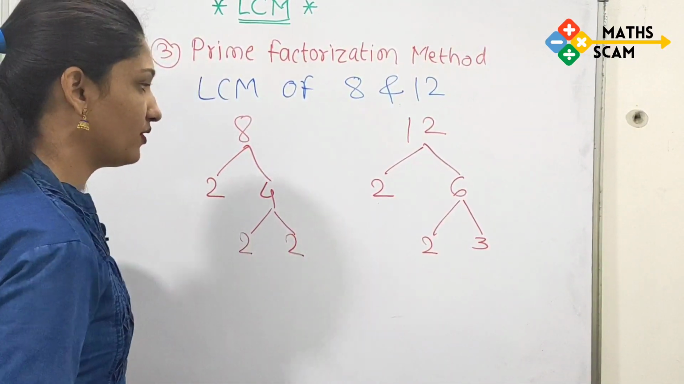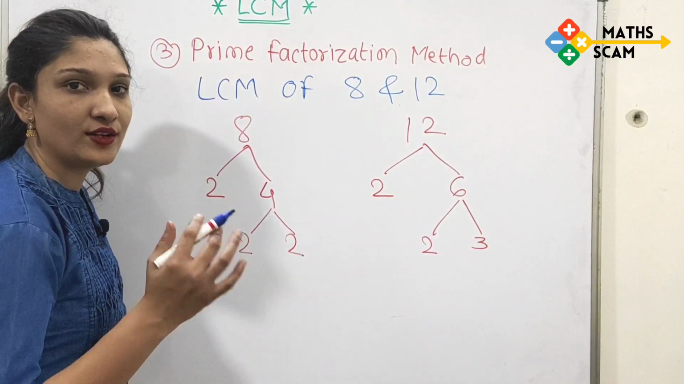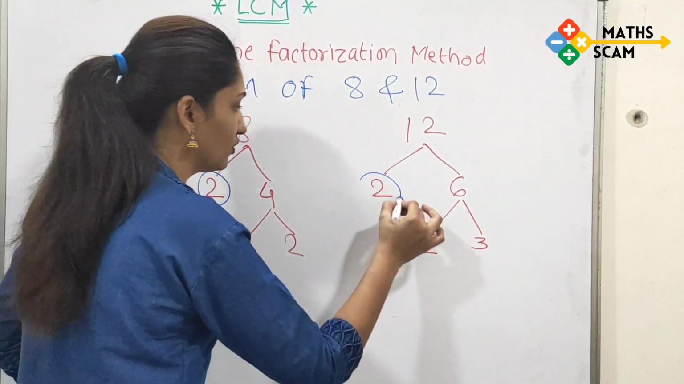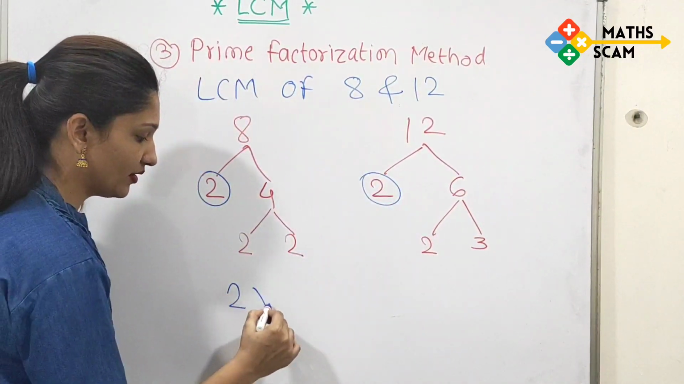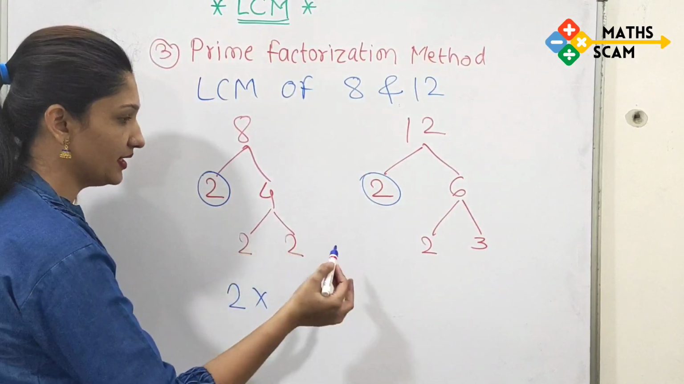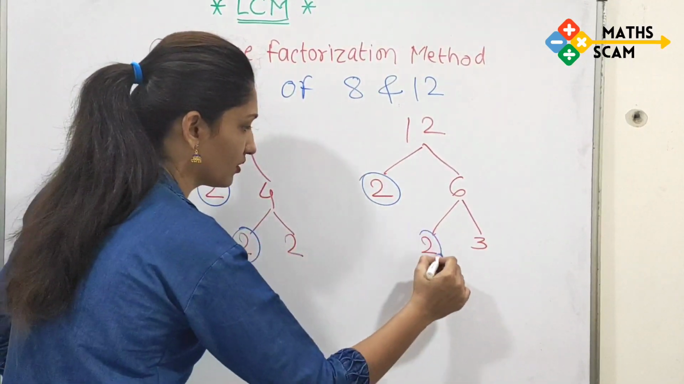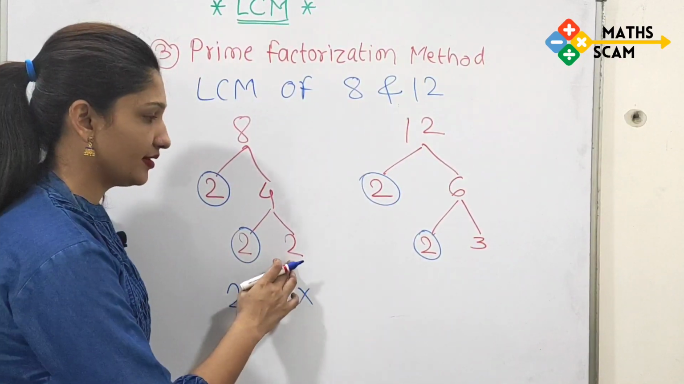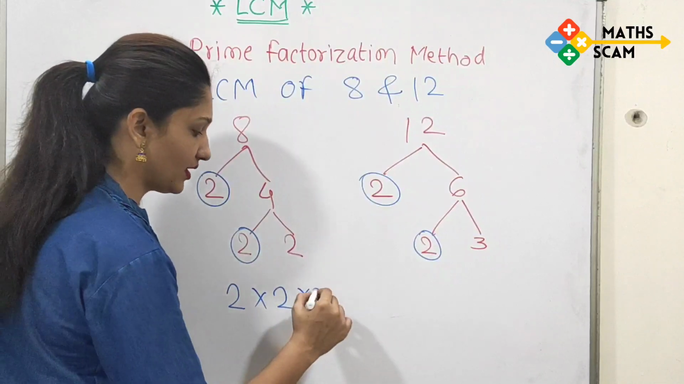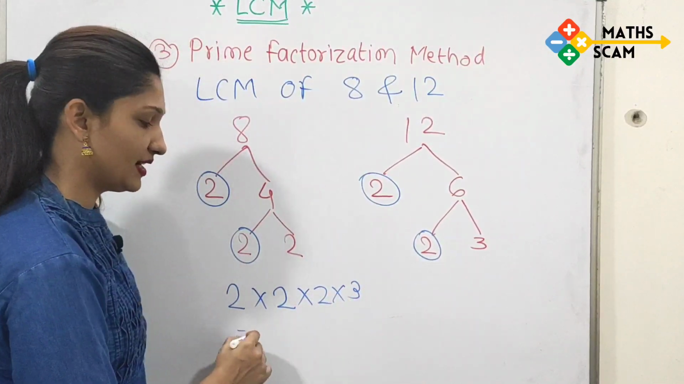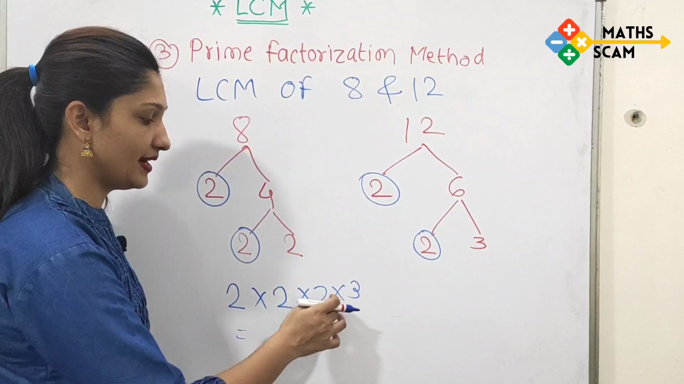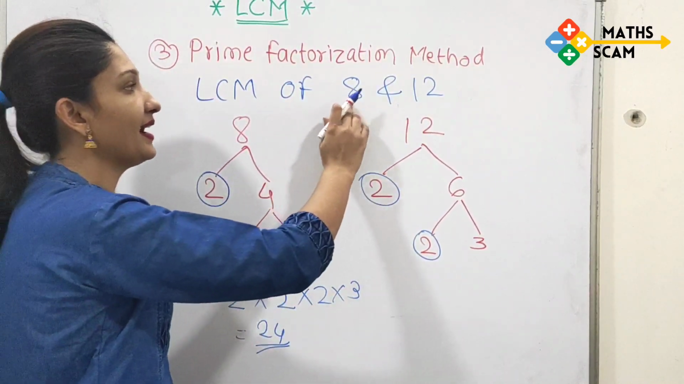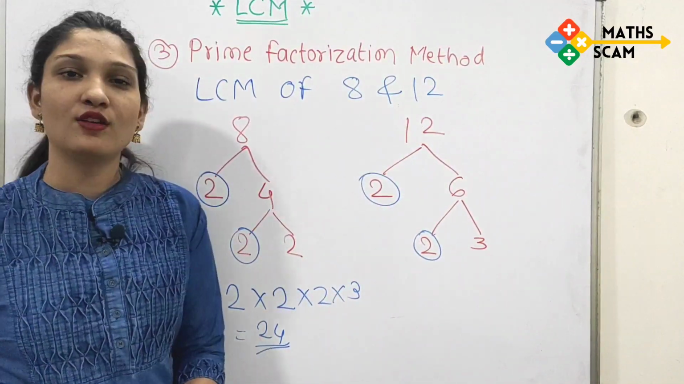Yes. So the next step is to find the common factors. The common is 2, 2, okay. Then write 2 and 2, and 2 and 2. Then what is uncommon? 2 and 3. So write 2 and 3. Multiply these numbers. 2 2s are 4, 4 2s are 8, 8 3s are 24. So the LCM of 8 and 12 is 24.